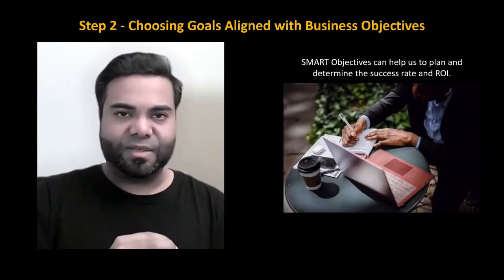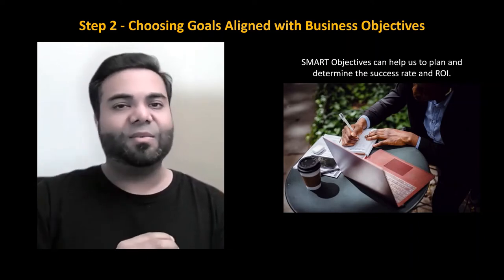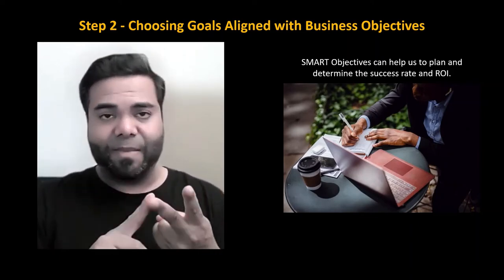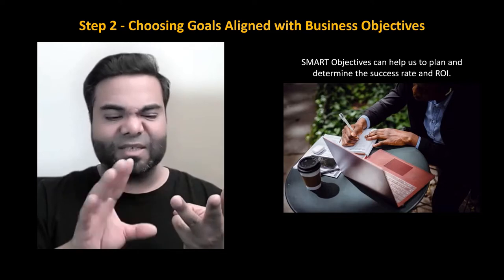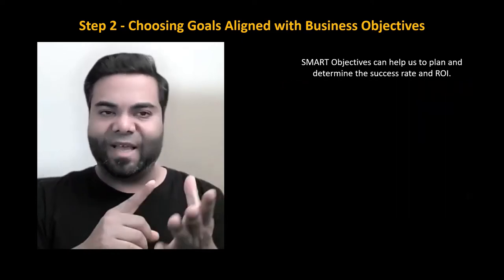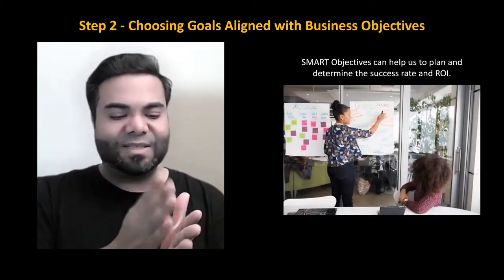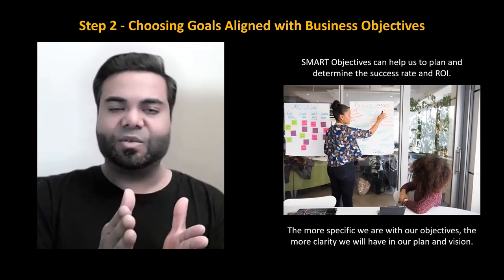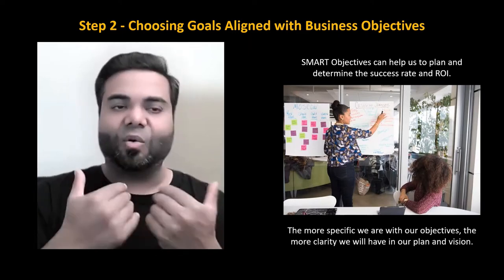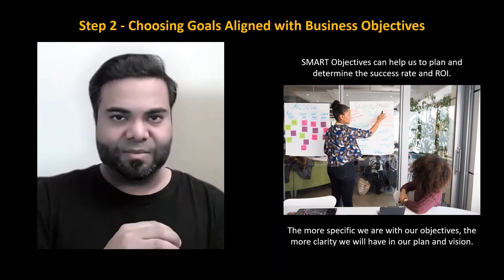Step 2. In step 2, it's all about choosing or setting the right goals for ourselves. The goals that we set have to be SMART, as in specific, measurable, achievable or attainable, realistic, and timely. The second part is we need to ensure that our SMART objectives are also in line with our business objectives.